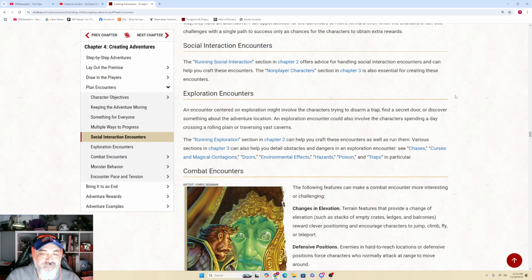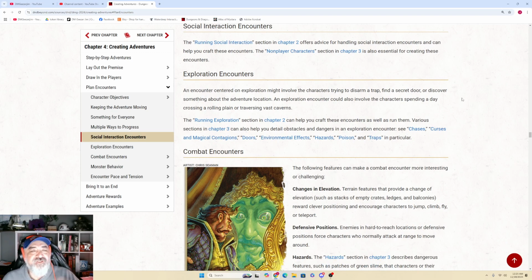Exploration encounters. An encounter centered on exploration might involve the characters trying to disarm a trap, find a secret door, or discover something about the adventure location. An exploration encounter could also involve the characters spending a day crossing a rolling plain or traversing vast caverns. The Running Exploration section in Chapter 2 can help you craft these encounters as well as run them. Various sections in Chapter 3 can also help you detail obstacles and dangers in an exploration encounter.